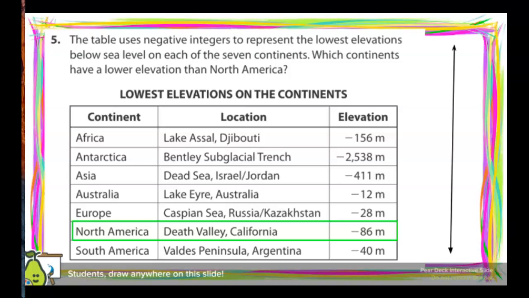So the continents that are lower than North America are Africa, Antarctica, and Asia, because the larger the negative numbers get, it's farther away from 0. Wait, so 0 represents what in this case? How do we call 0 in this concept? Sea level? Very nice. We call it sea level. Anybody else would like to add on to what Angel said?